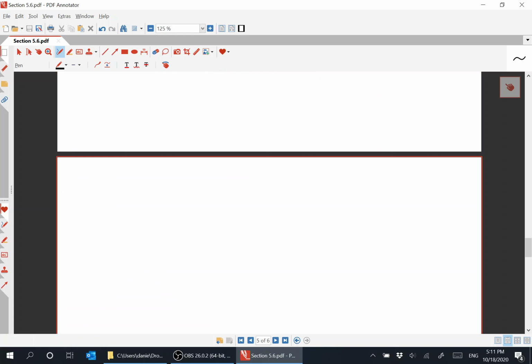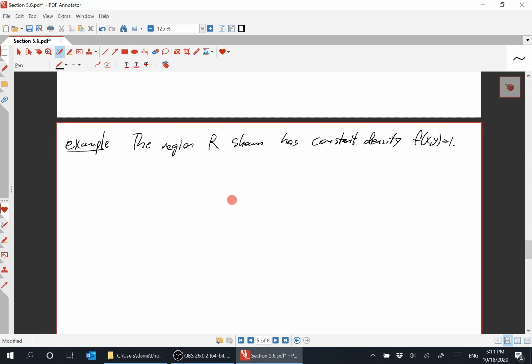I'm going to do one with a constant density function, because even in the case of a constant density function, it beats the single variable description. That used to be in Calc 2, but probably wasn't when you took it. So, for example, the region R shown has constant density f x y equal to 1, a 2D region.